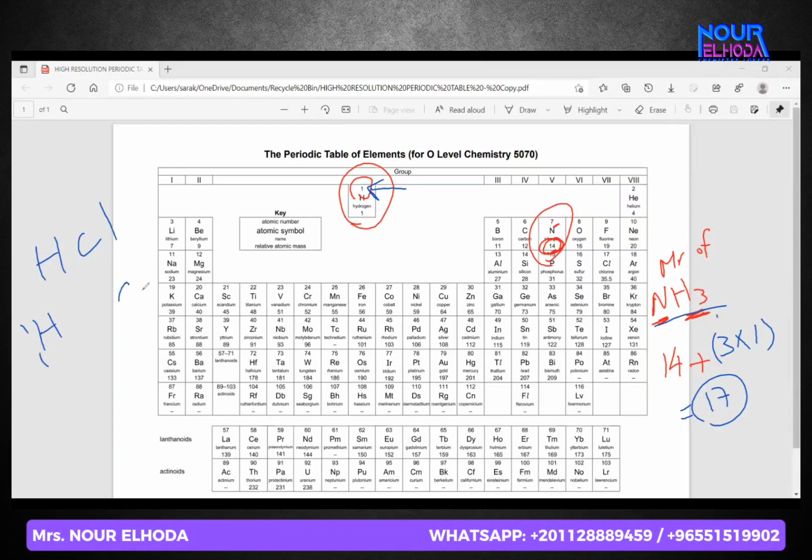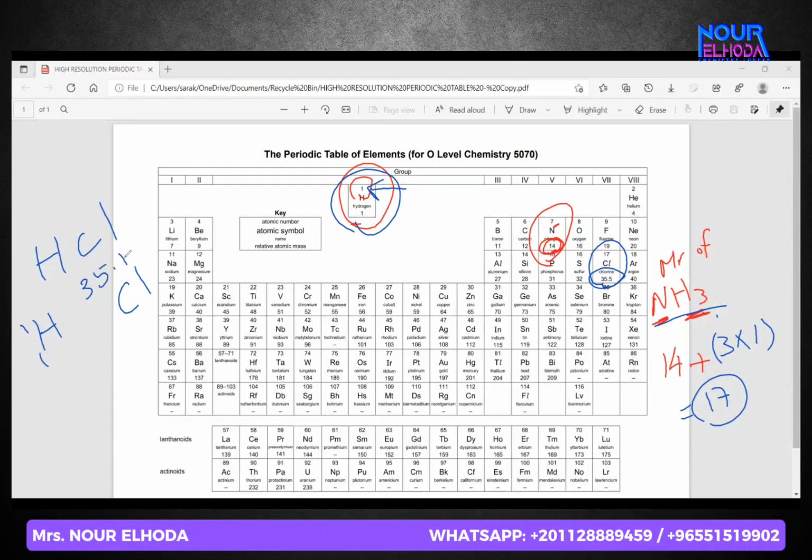H is 1 and 1. Now Cl: 1 and 1. Where is the Cl? 17 with 35.5. Which number shall I choose? I'm going to choose the big number. I don't take the small number.